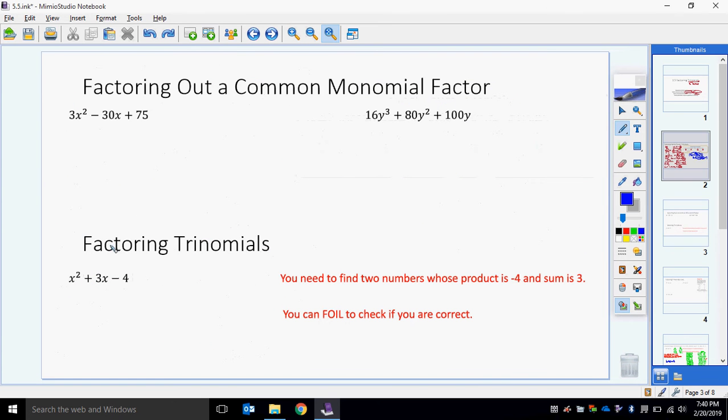But here, in this trinomial, the number 3 can be taken out of all 3 of these. When I pull that number 3 out, what is left? Well, I'm left with an x squared minus 10x and a plus 25.